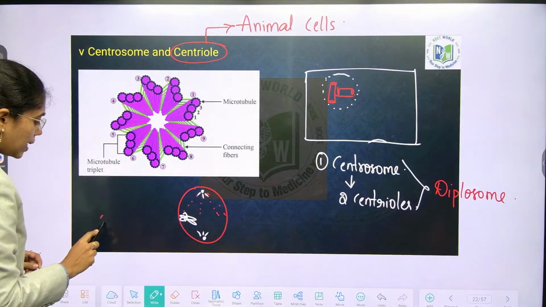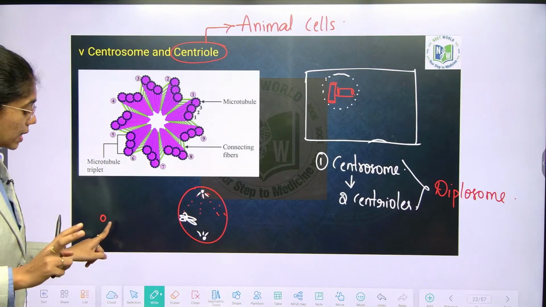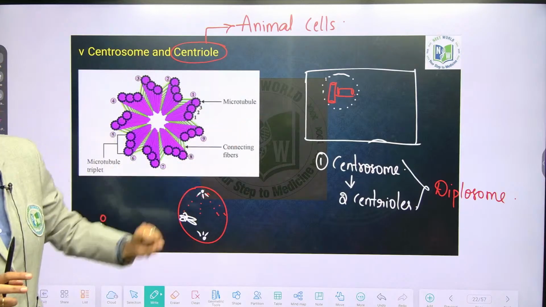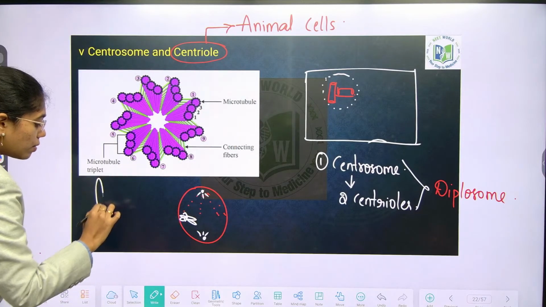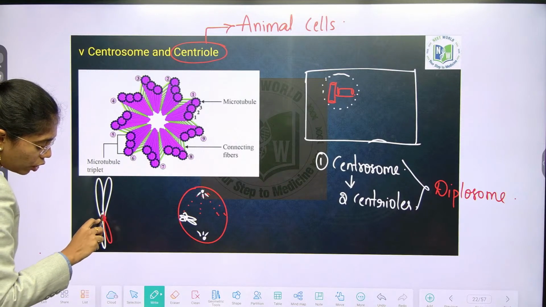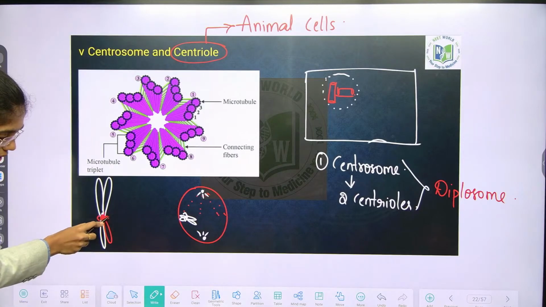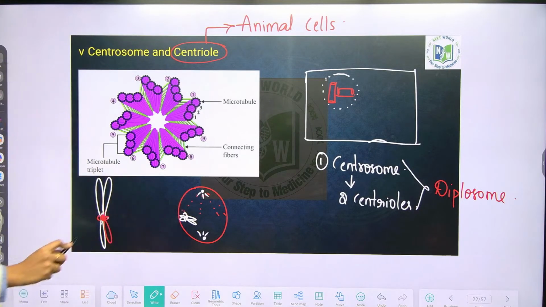At the center you have the centromere. Don't get confused between these two terms. This is centromere, this is centrosome. The centromere, which is at the center, will have two disc-shaped structures called kinetochores. To these kinetochores, the spindle fibers will be attached.